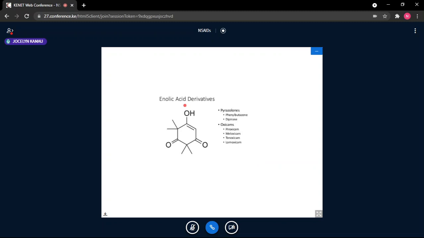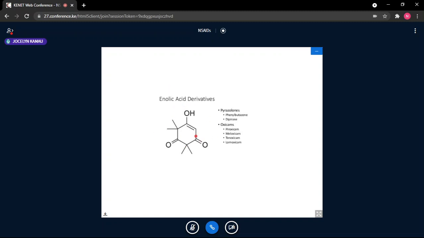And these enolic drugs, we can further subdivide into two categories. We have the oxicams, where we have examples of meloxicam, piroxicam, isoxicam, and so on. And then we have the pyrazolones, with examples like phenylbutazone and dipyrone. These are drugs that can undergo keto-enol tautomerism, and that's why we are calling them enolics. They have ketos and enols.